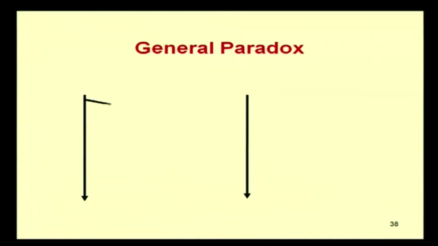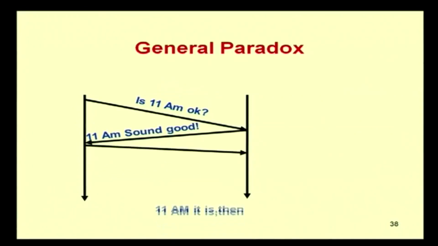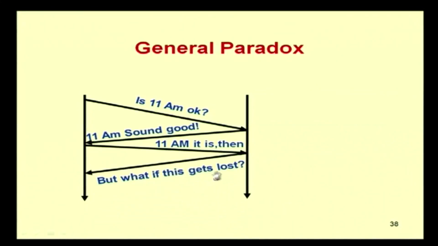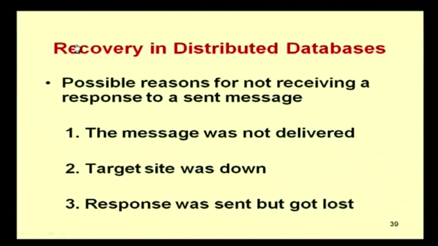If you represent this with a diagram, suppose the first general sends a messenger saying 11 a.m., and the second person says okay, 11 a.m. sounds good, and the first says 11 a.m. it is then, and this acknowledgement is lost. So, even if all the previous messages get through, the general still cannot coordinate the action since the last message could be lost. This is a distributed database issue. So, how do you recover from this?